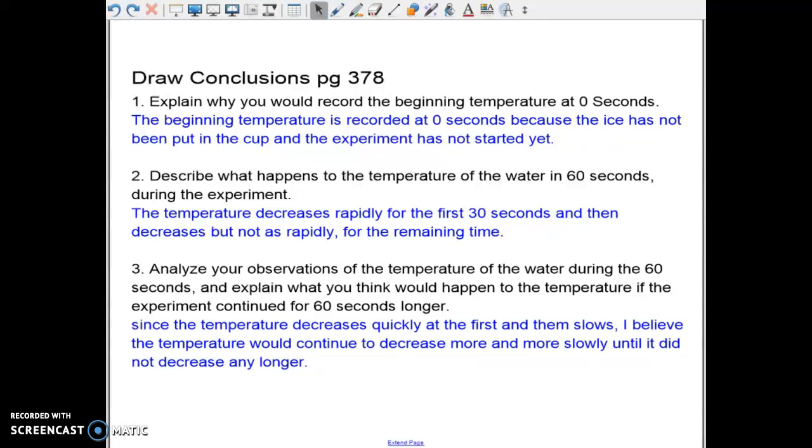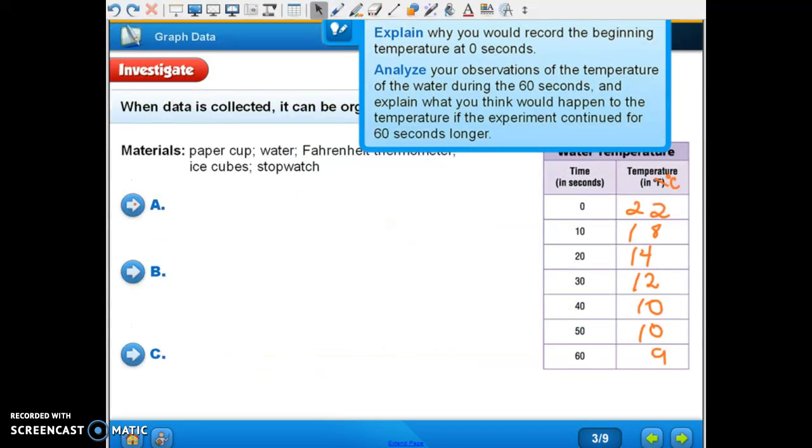Okay, then your question number 2 is describe what happens to the temperature of the water in the 60 seconds during the experiment. What happened at the beginning? Look at your table. What happened at the beginning to our temperature? It dropped how many degrees here? 4. And then 2. 2, and then it kind of stayed the same. So it kind of leveled off.